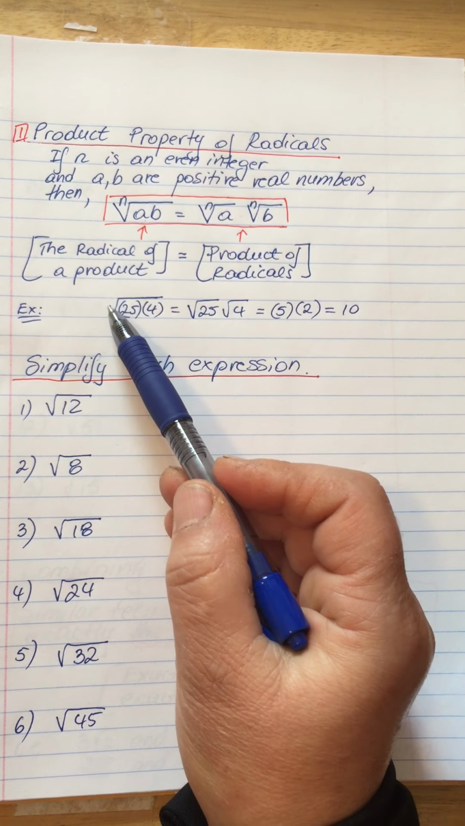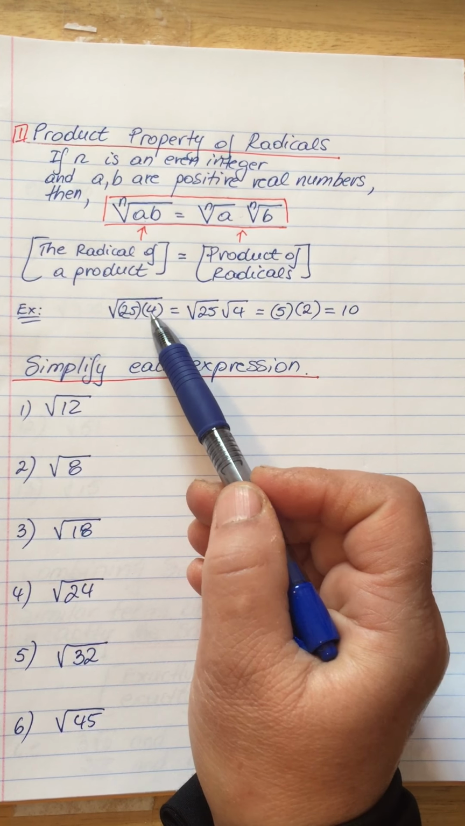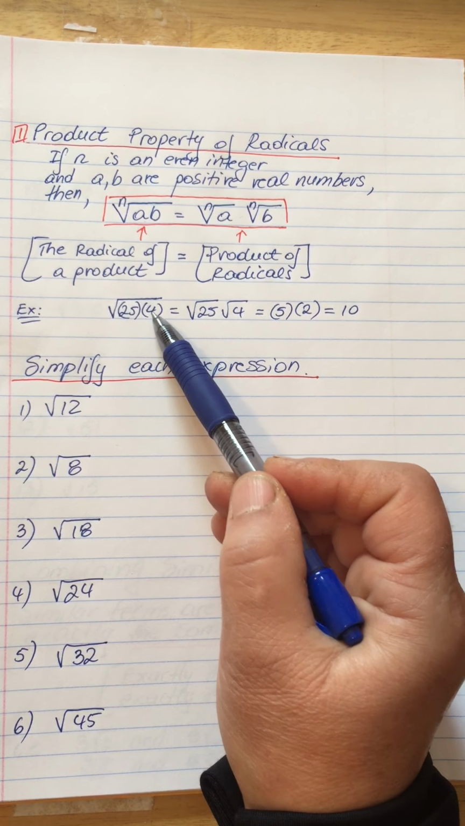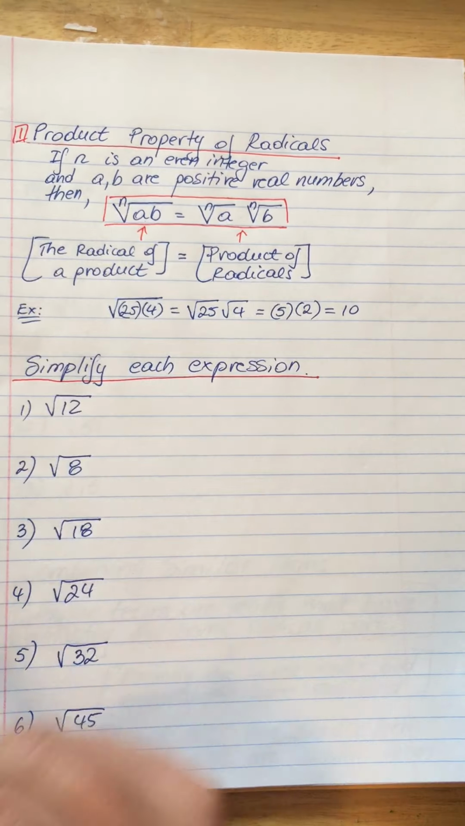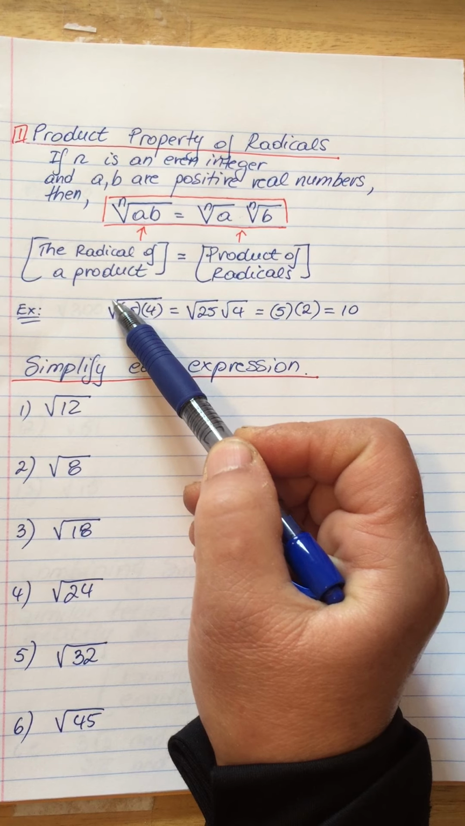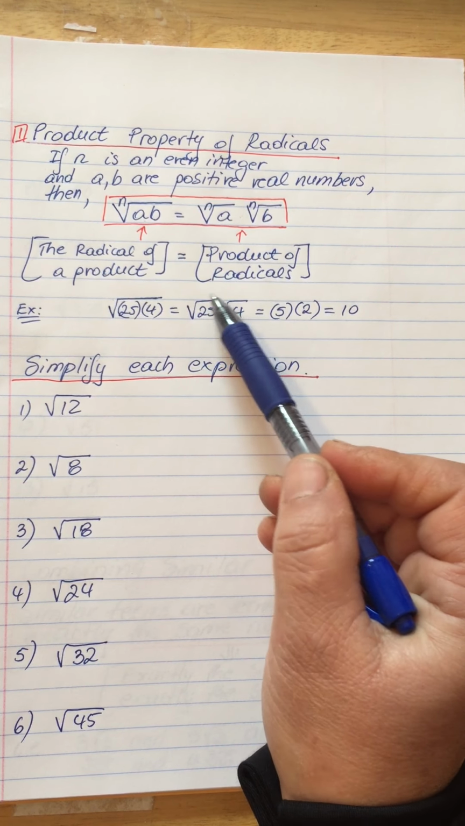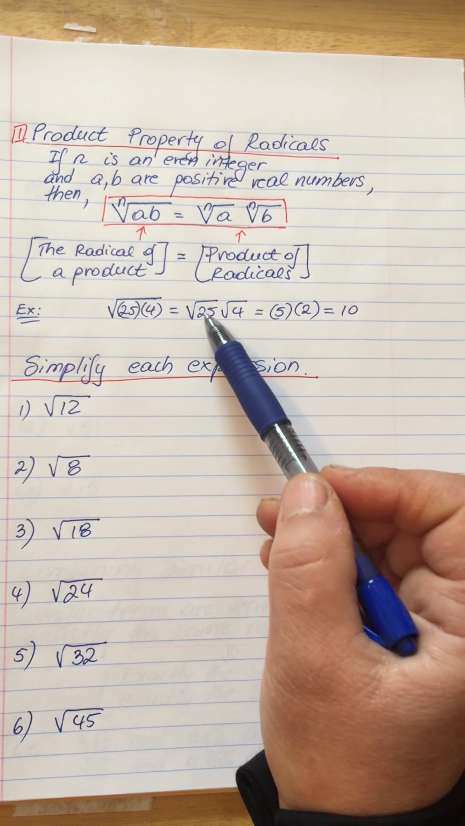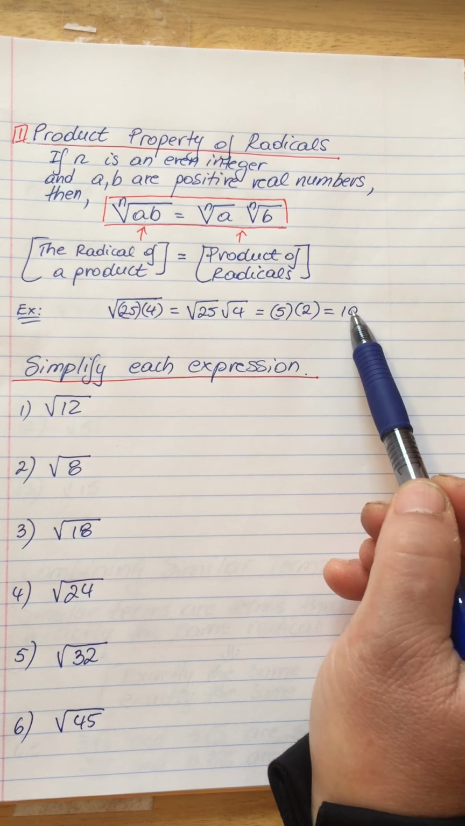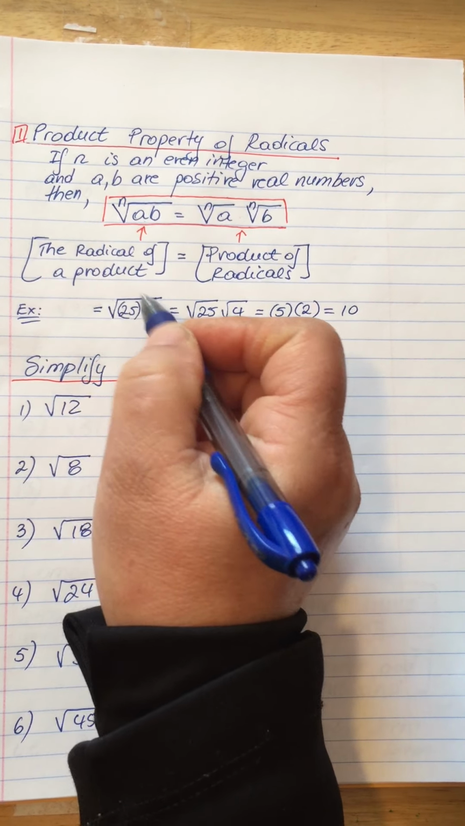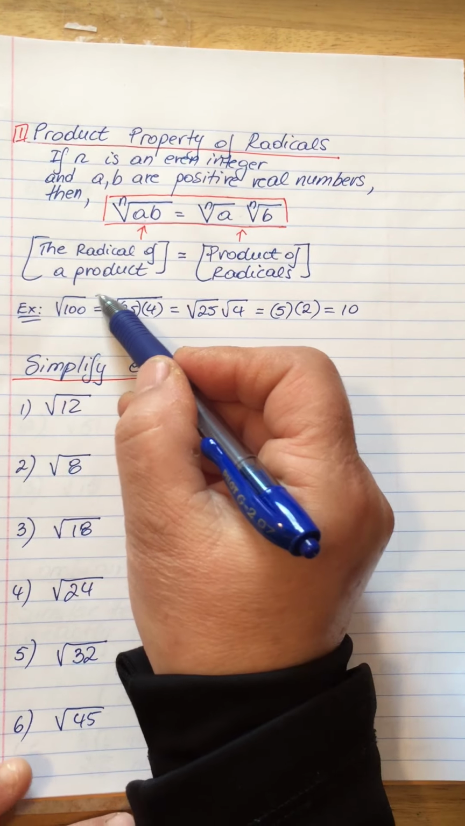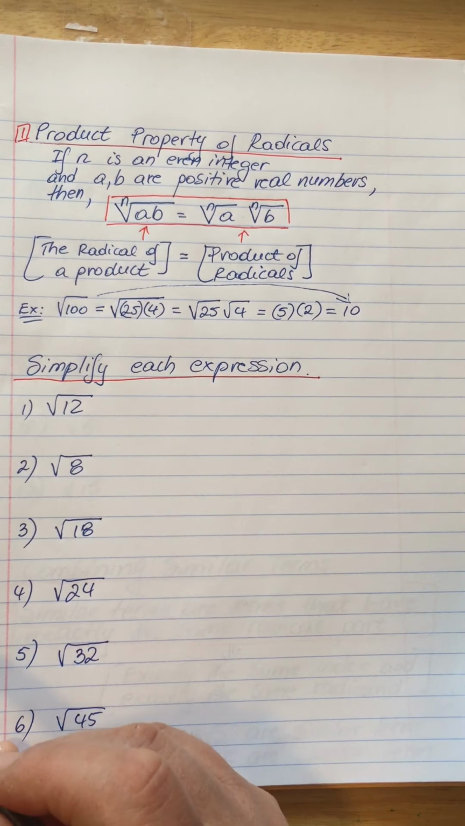For example, if we want the square root of the product 25 and 4, based on this property, we can separate them because both of them are positive, as this property states, and the index is 2, an even integer. So we separate them, and easily we can find their square roots. The square root of 25 is 5, the square root of 4 is 2, multiply them together is 10. This means that the square root of 100 is 10.